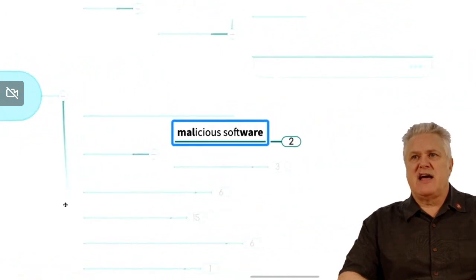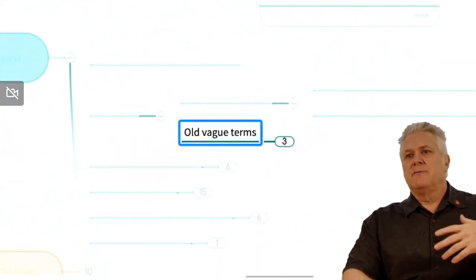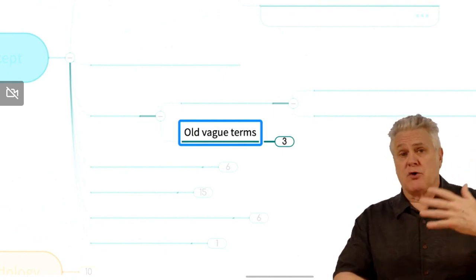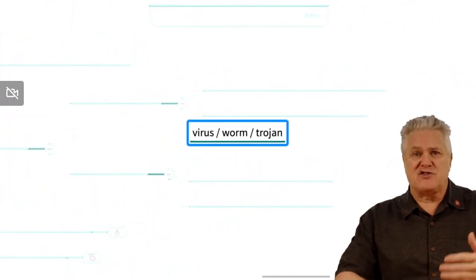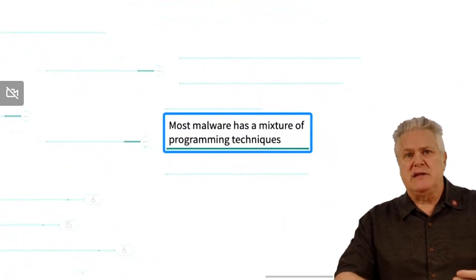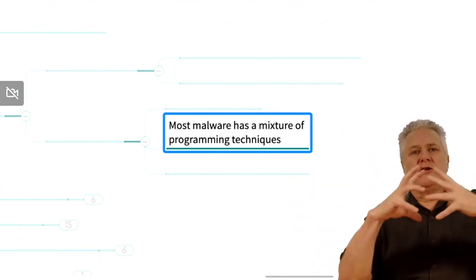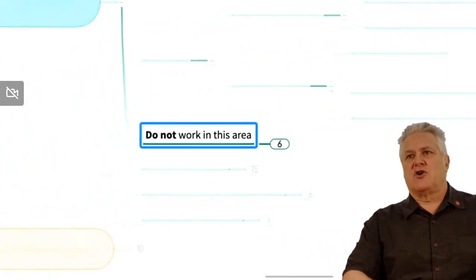So if we look at yesterday, we talked about malicious software and what it does. And then when we're out in the rest of the world, they use the word ransomware, they use the word crypto mining, but most of the time they'll talk about viruses, worms, and Trojans. And you have to be able to distinguish between them. But the reality is that real malware today has got all of that stuff shoved in it. And the exam is centered around those terms.